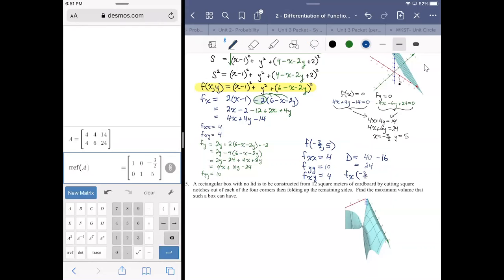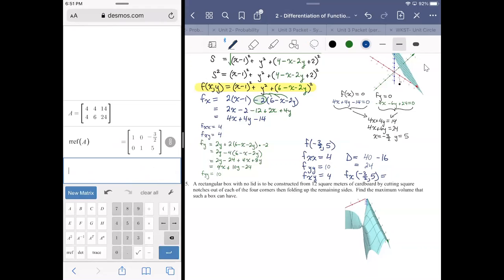Now I need to evaluate f sub x at -3/2 comma 5, which isn't crazy in terms of difficulty, but it still requires a little bit of work. So 4 times -3/2 plus 4 times 5 minus 14 gives me a 0. Double checking. So that gives a result of 0.